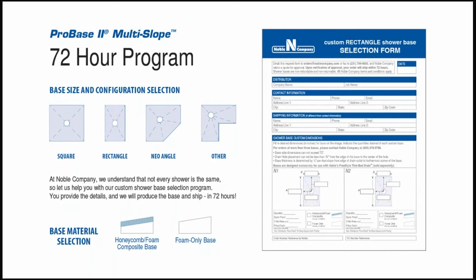You can go to our website to get the selection form and fill it out. Then work with your local distributor to get the price on selection. Once submitted with a purchase order, we will produce and ship the base within 72 hours. Selection pads are also available to help you lay out the desired information. Just contact the Noble Company or your local distributor for more information.